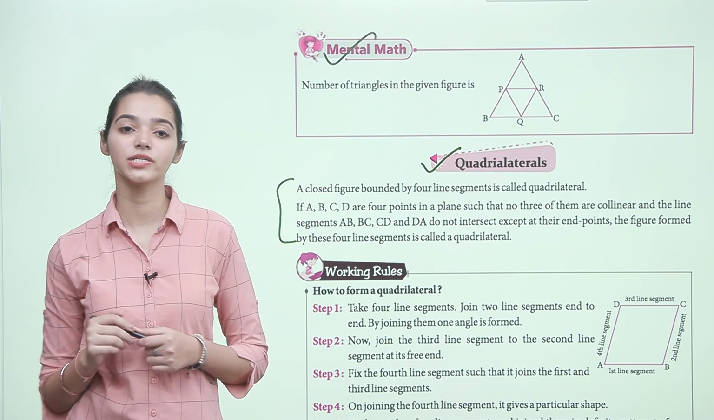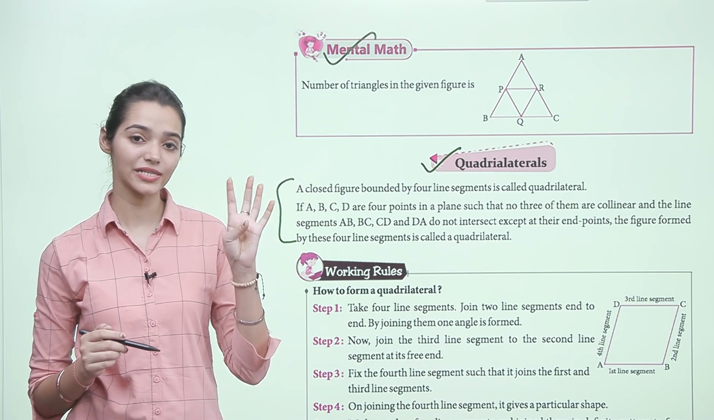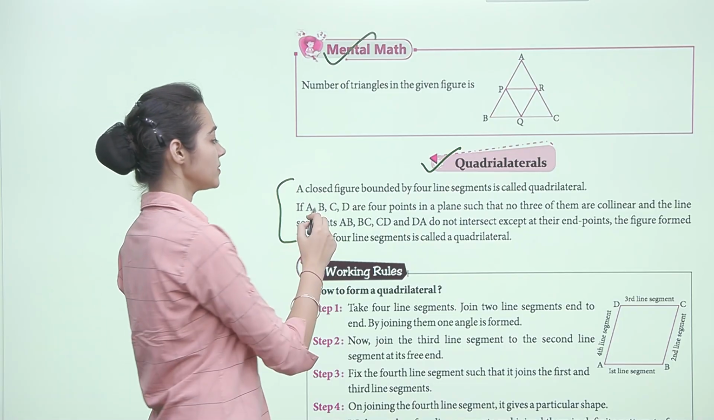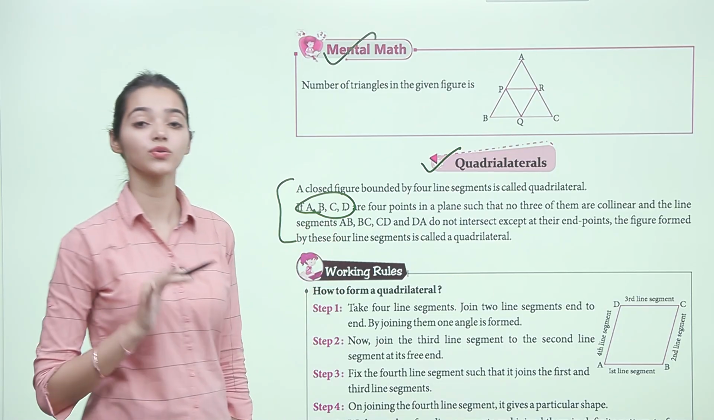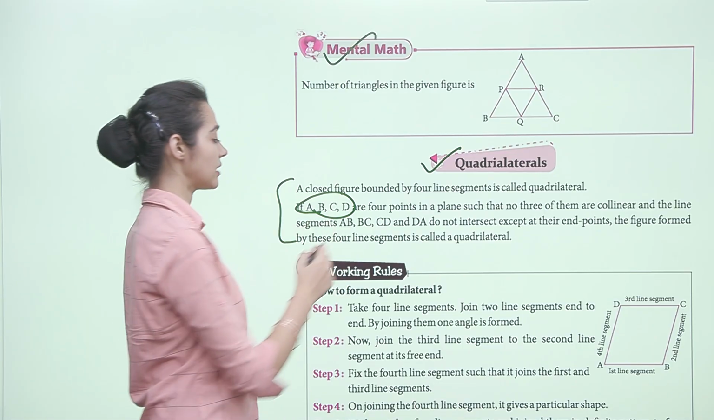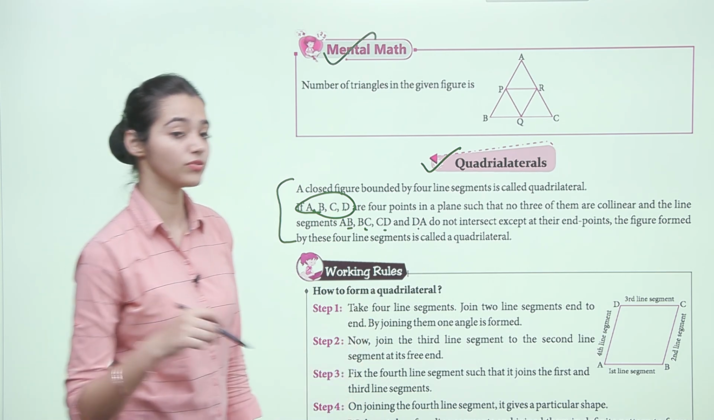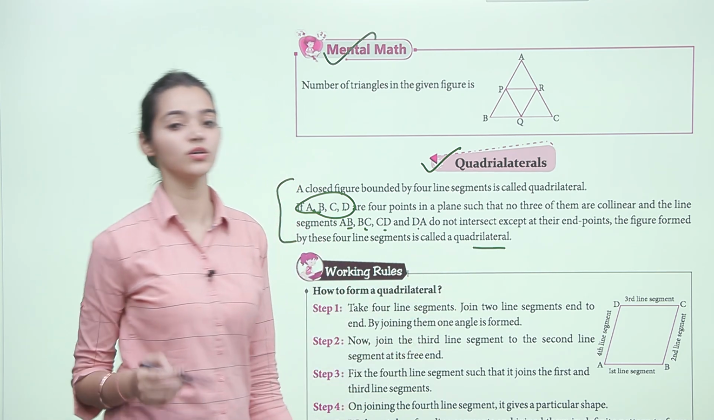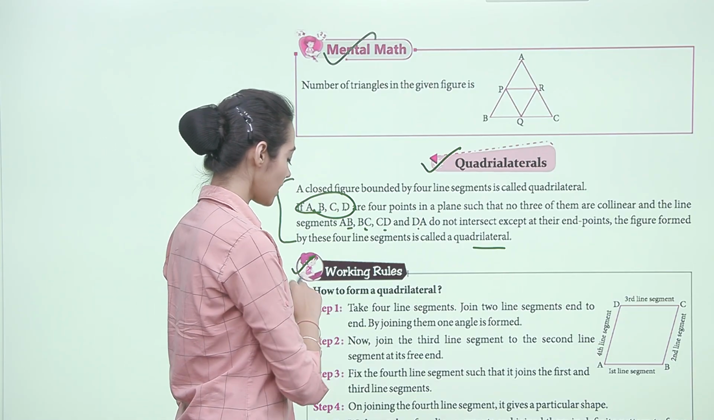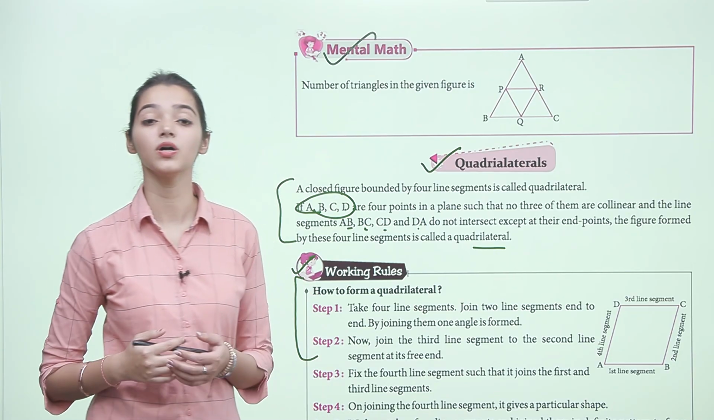Now let's start with the quadrilateral. A closed figure bounded by 4 line segments is called a quadrilateral. If A, B, C, D are 4 points in a plane such that no 3 of them are collinear and the line segments AB, BC, CD and DA do not intersect except at their endpoints, then the figure formed by these line segments is called a quadrilateral. Now here are the working rules that how we can form a quadrilateral.